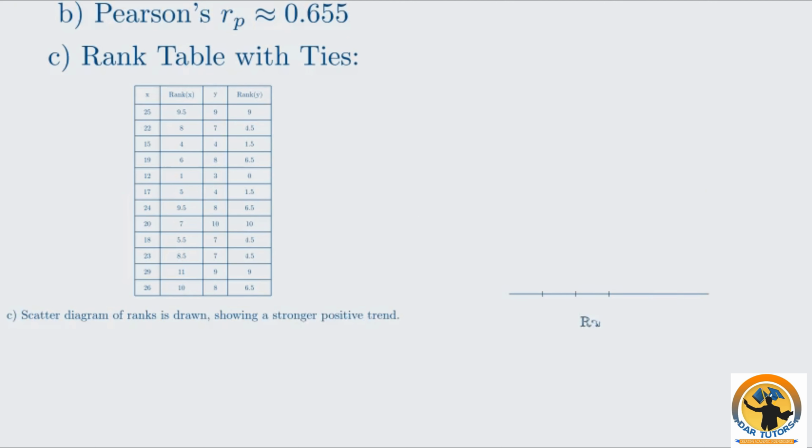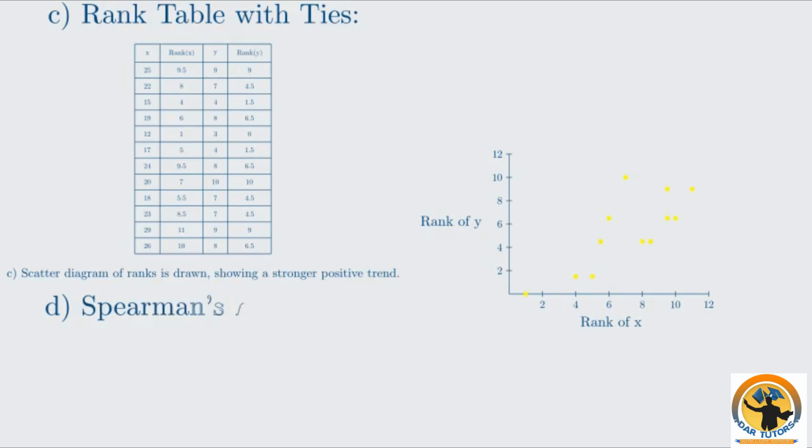Now we draw a scatter diagram of these ranks. It also shows a positive trend, and it appears the points are slightly more clustered than the original data. Using a GDC to calculate Spearman's Rs on these ranks, we get a value of approximately 0.706. This is higher than our r_p value of 0.65.